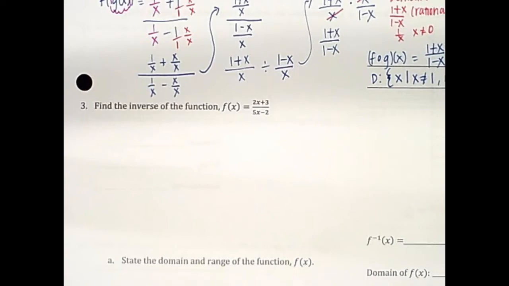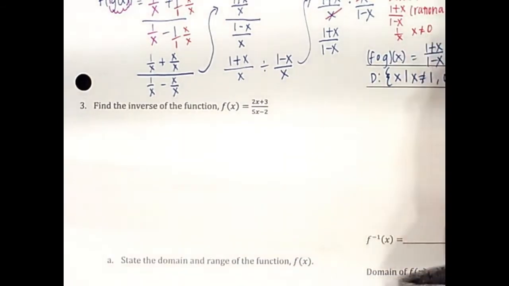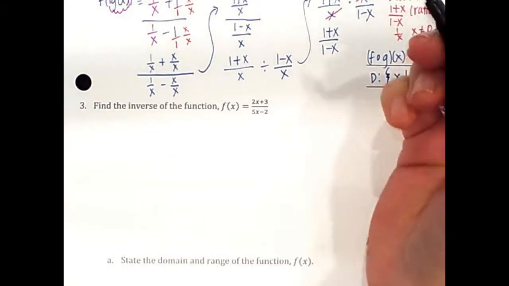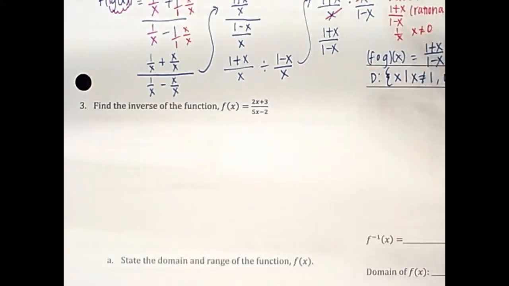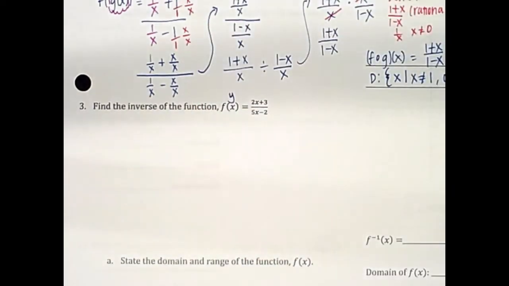We are going to start on number 3. Number 3 asks us to find the inverse of this function. Remember, the inverse is just swapping the x and y values, then solving for y. So I'm going to first start by swapping my x and y values. Now remember, this f of x represents my y.